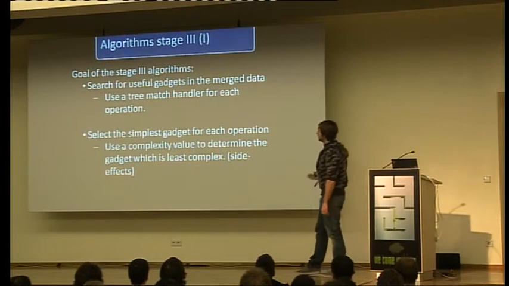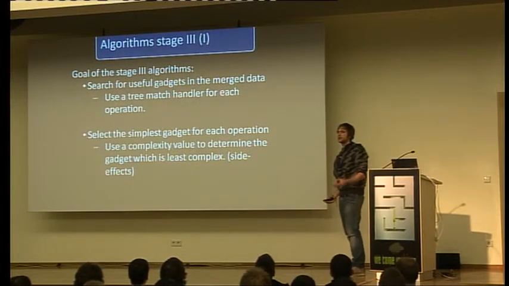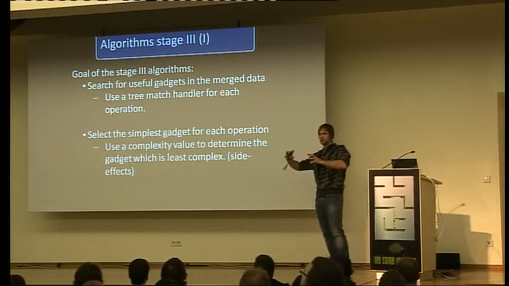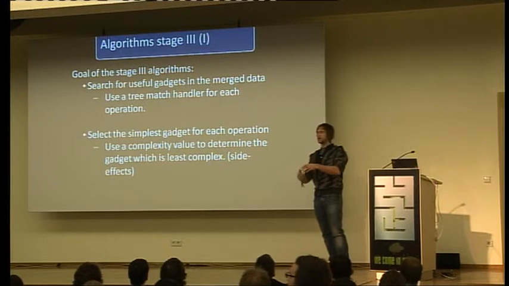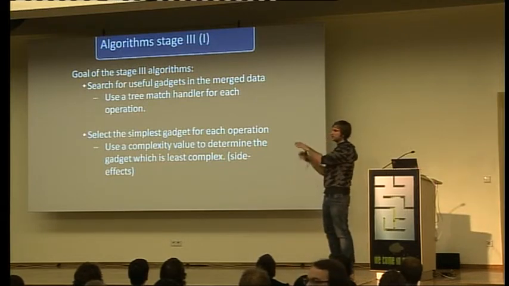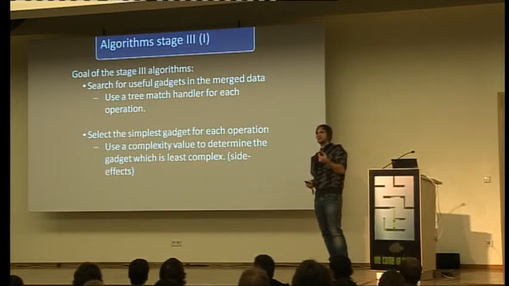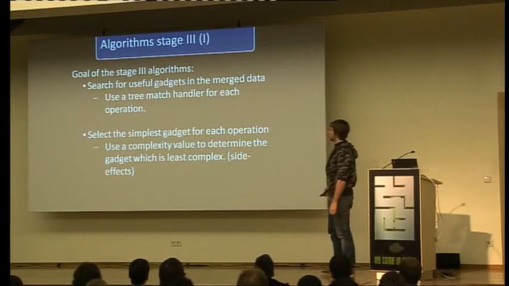Searching for useful gadgets in the merged data is nothing else than using tree match handlers and comparing those fuzzy tree match handlers to the trees that we have already extracted. So given that we know how we want a specific addition to look, or a register addition, or a memory dereference, we can just use a simple tree match handler, which is kind of fuzzy, so that we find more possible references, because we do not really care if explicitly the memory address of R0 is addressed, but we can also use R0 plus 4 or N. We can use that with this tree match handler.